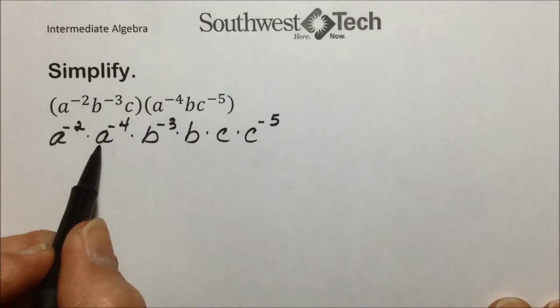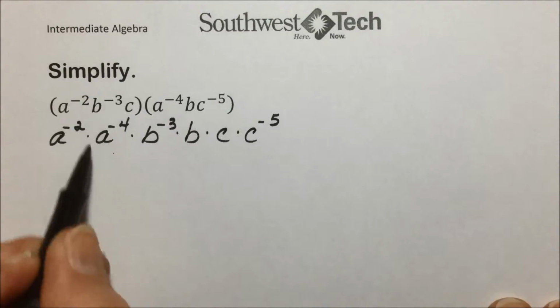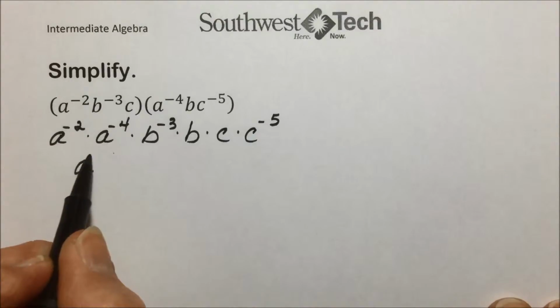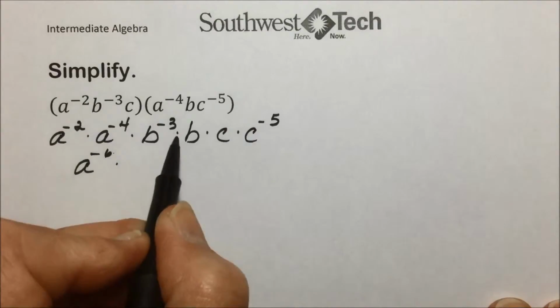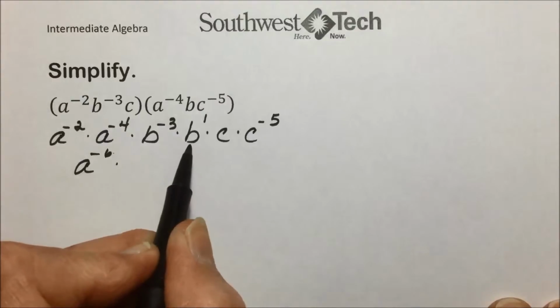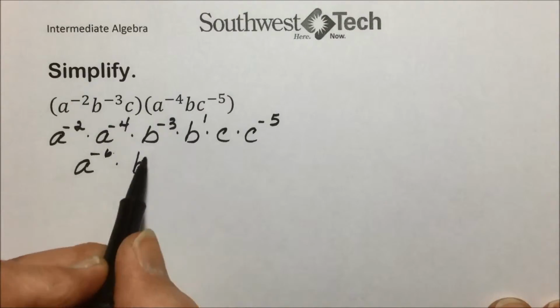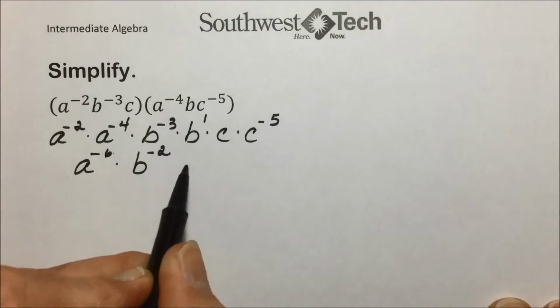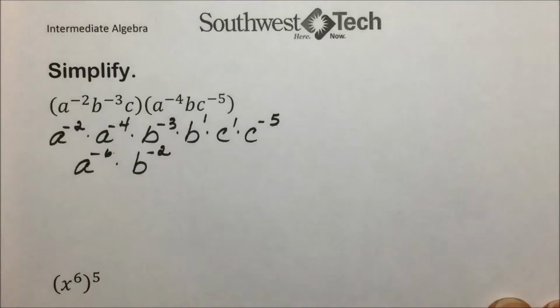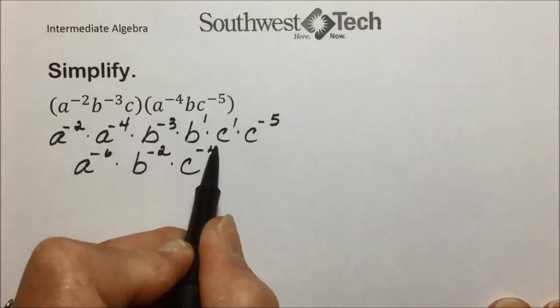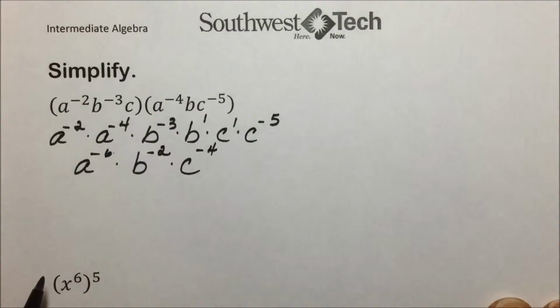We have common bases multiplied, which means we can add the exponents. -2 plus -4 is -6. B here is to the first, common bases, add the exponents. -3 plus 1 still leaves us at a negative, and this would be to the first power. So common bases add our exponents, c to the -4th power.